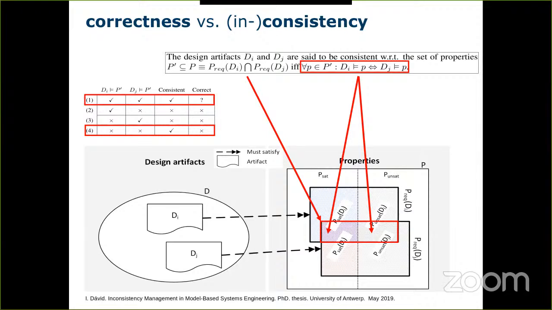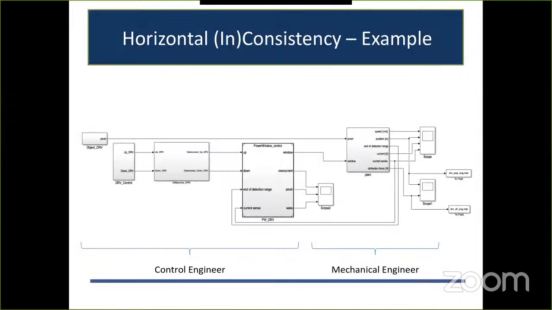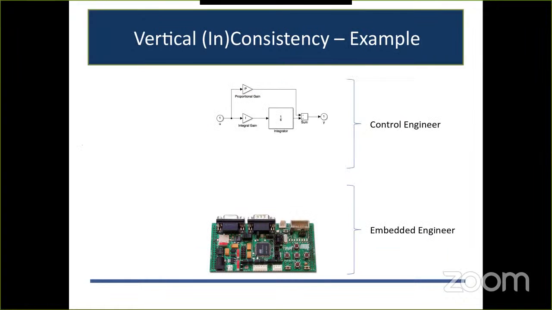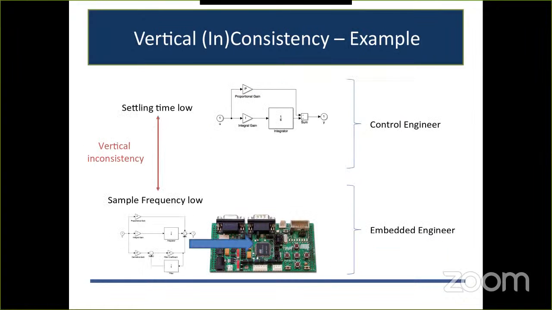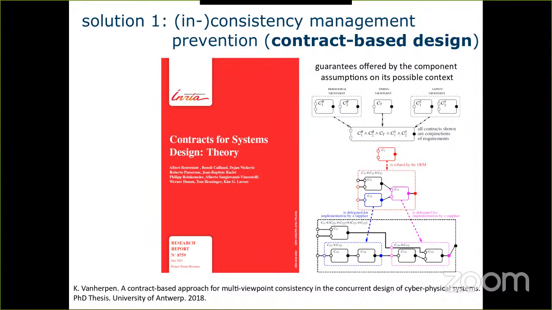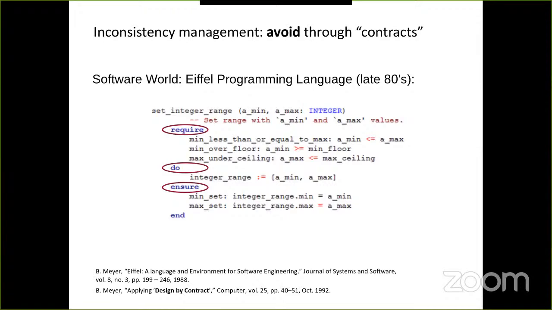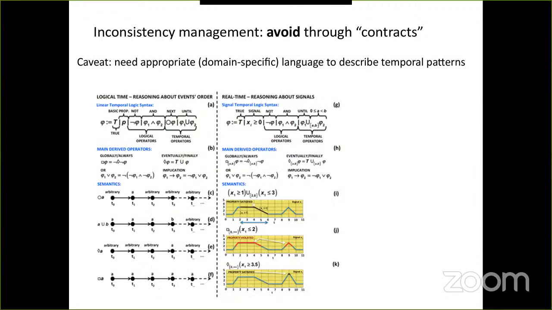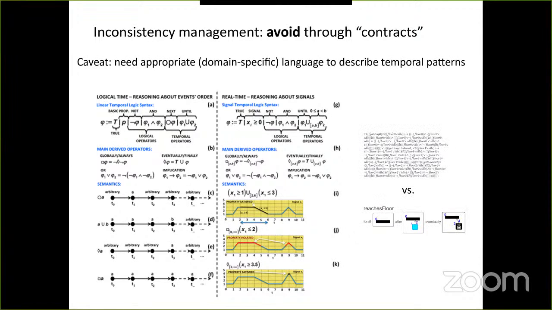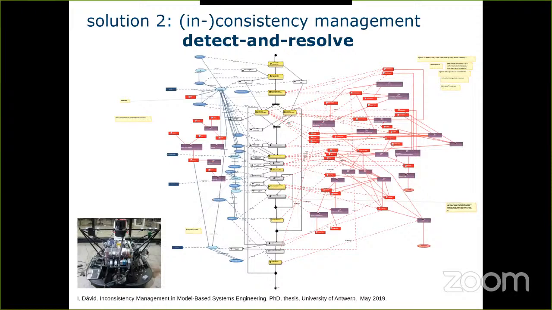And of course, and this is where I go into accelerated mode, there are different ways in which we can deal with consistency. There is horizontal consistency, there is vertical consistency. And we can deal with it by using contracts, by having agreements. Some of you may know the Eiffel programming language and design by contract. But again, we need the right languages to build our contracts. Maybe that's again languages such as signal temporal logic. Remember, I had LTL, which was an appropriate language. So we can detect that there are inconsistencies and we can resolve them.